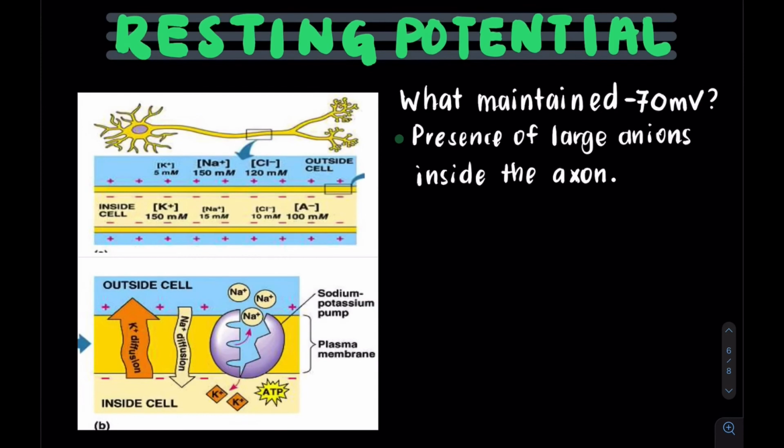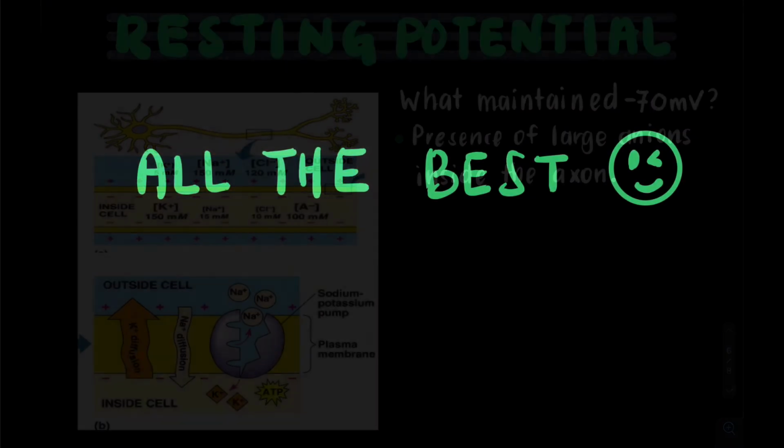Lastly, there are large negative ions inside the axon that cannot diffuse out. Okay, so these three factors will ensure that inside the axon is more negative and outside the axon is more positive when there is no transmission of impulse.